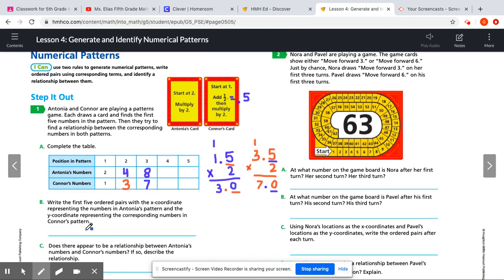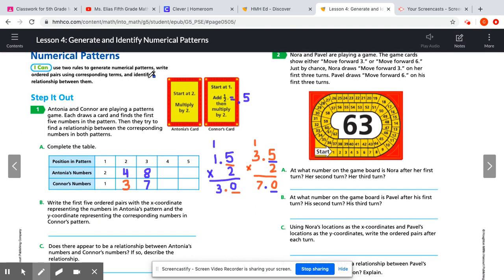Okay. From here, it wants you to write the ordered pairs. Remember, an ordered pair is like this. We have X, and then we have the Y. Okay. So here it says, here are the ordered pairs. Have all of Antonia's numbers be the X points, and have all of Connor's corresponding numbers be the Y coordinate, the Y points. So for example, the first one would be 2 for the X, Antonia's, and then my Y would be 1, Connor's first card.